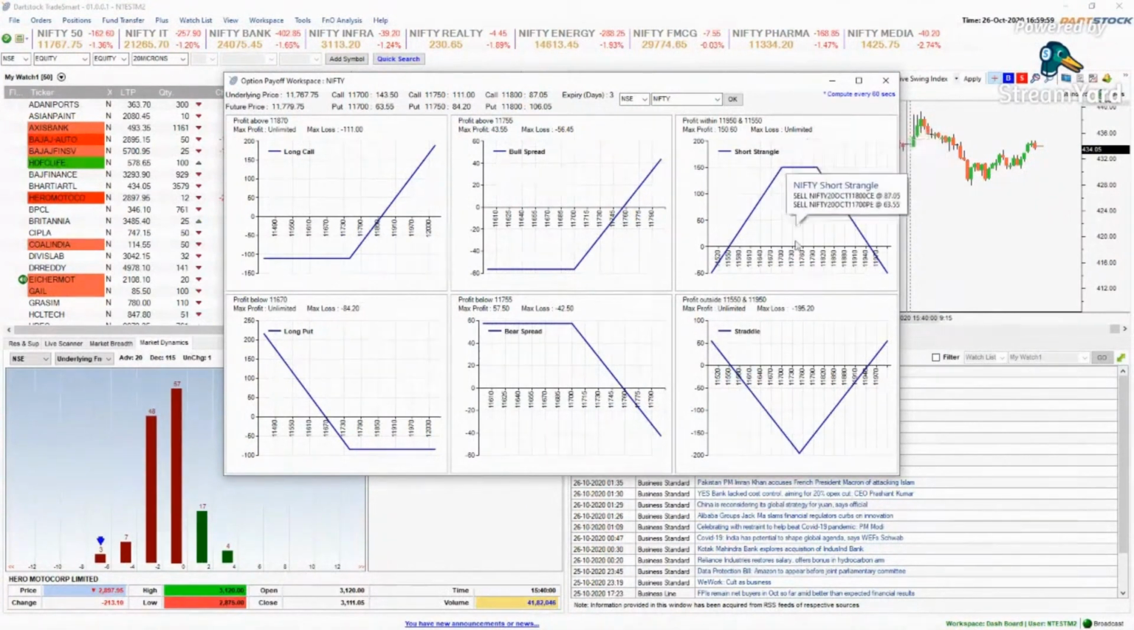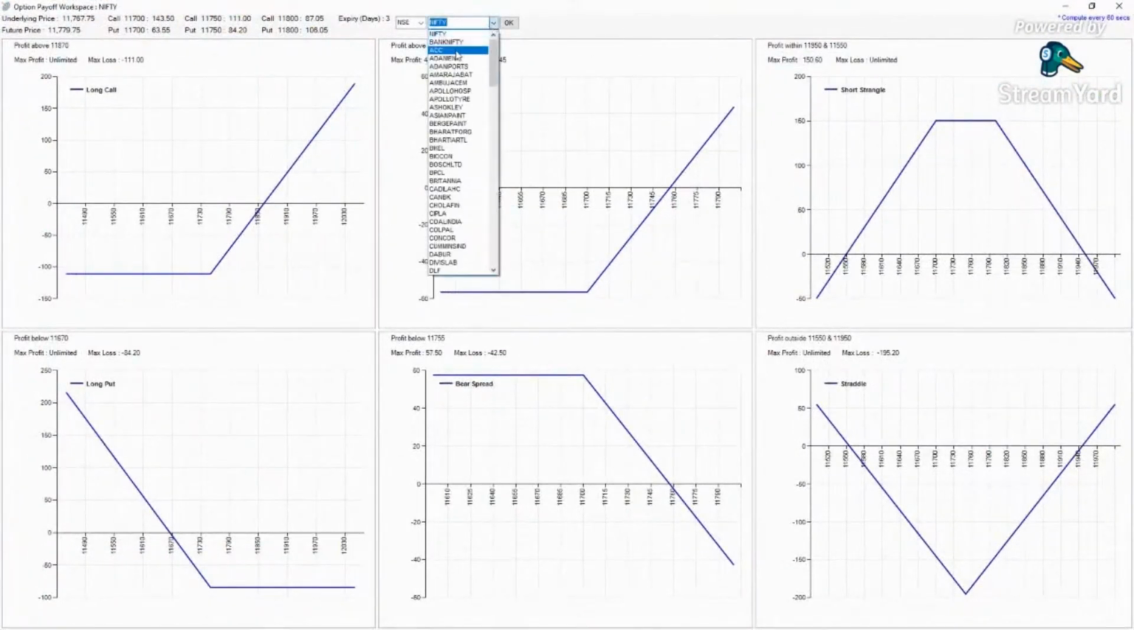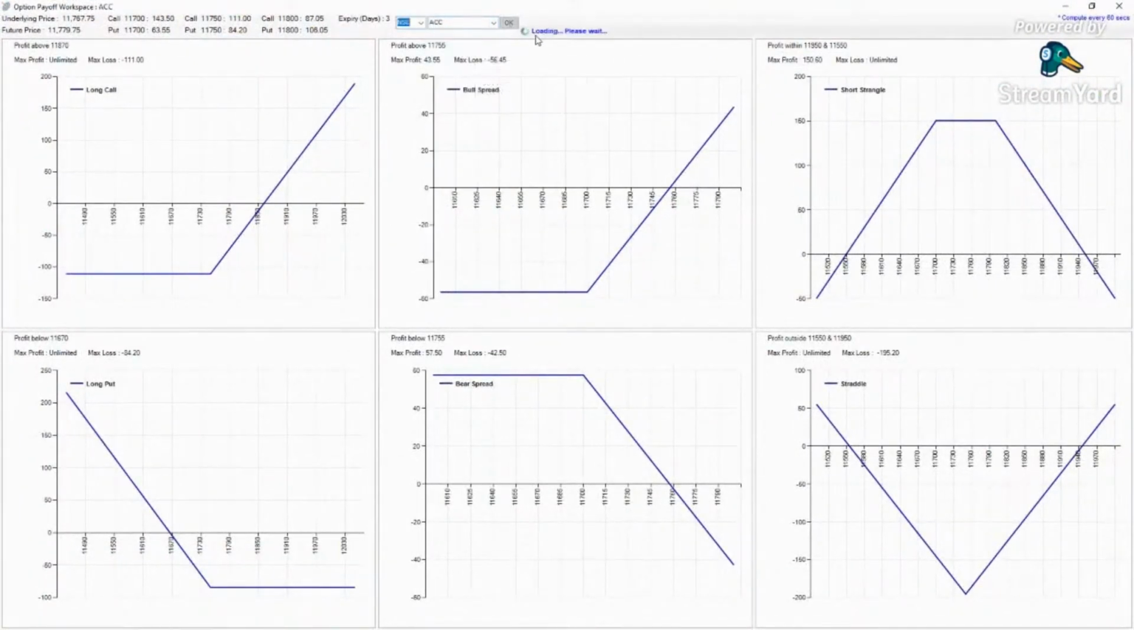So this is a strangle. We have a straddle here, a long and shorts. And you guys got a bear spread, and at the bottom you see the first two are the bulls, the bull spreads. And you guys can pick up any company for that matter. If you pick up ACC and load it, it takes a while because it has to compute a good number of things and calculate it for you, and it simultaneously presents 6 plots to you people.